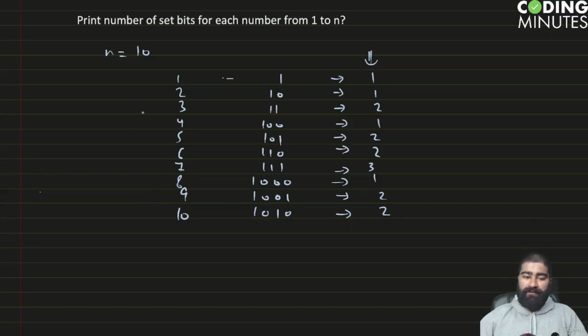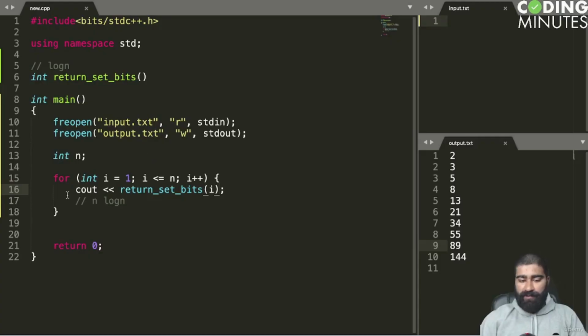Think about it, right? This brute force solution will take n log n time, because n for this particular array and log n for this function to return me the number of set bits. But I want you to do it in O of n complexity only, right? So O of n complexity.